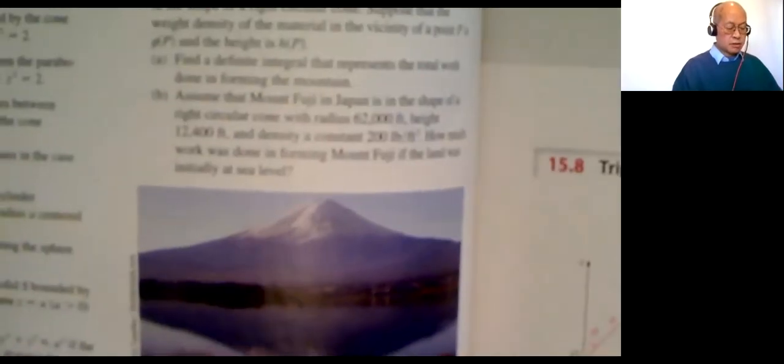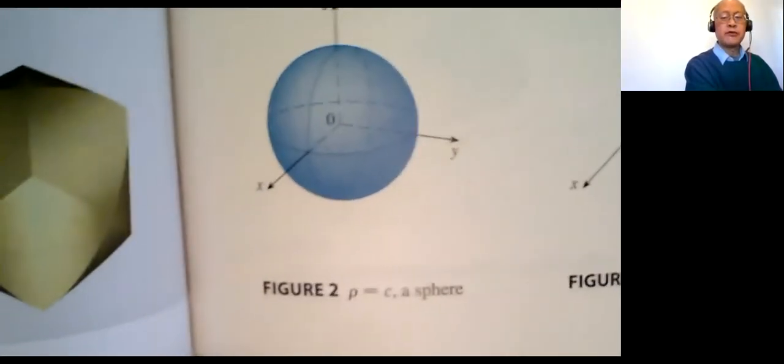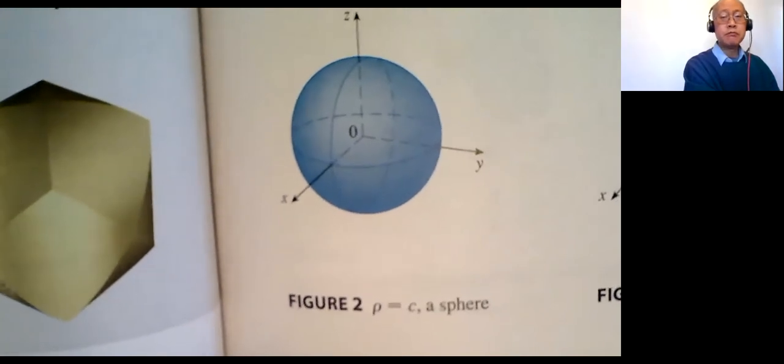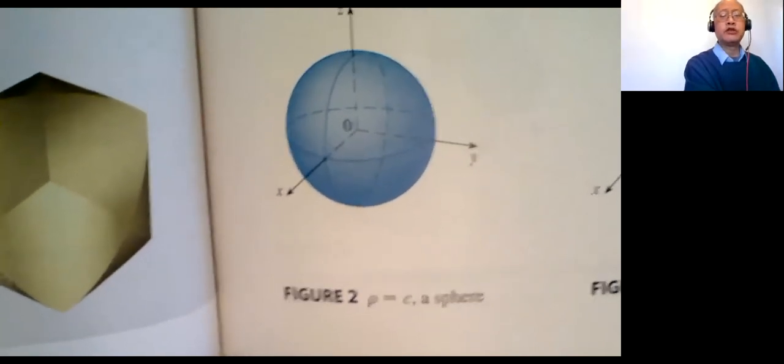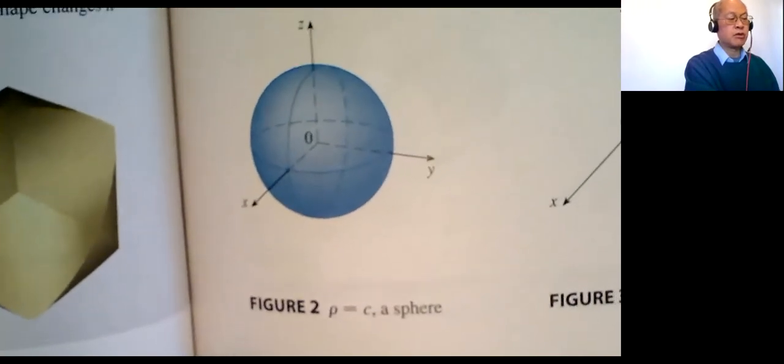Okay, now, some things that you want to look at here. The reason why it's called spherical is, if you have an equation, figure 2 on page 1045, if you have rho equals a constant, it's a sphere, like rho equals 3. You're saying, give me all the points that are 3 units away from the origin. So that gives you a sphere. That's why it's called spherical coordinates.